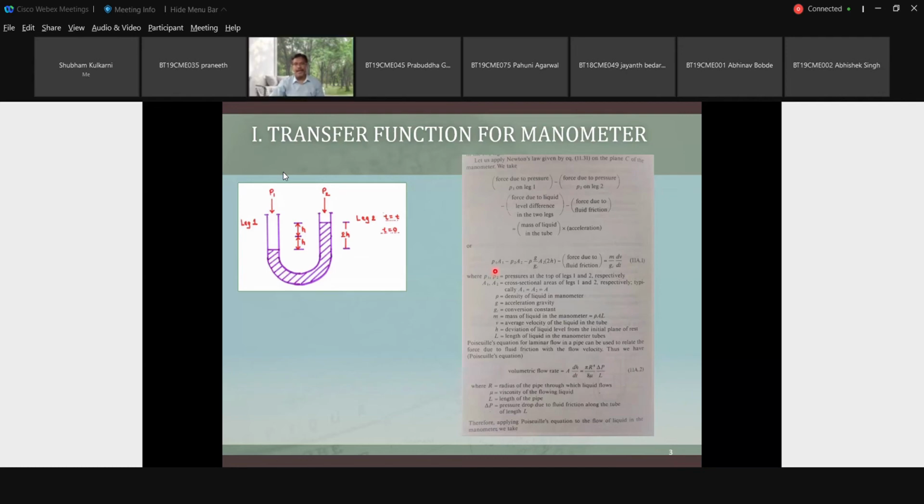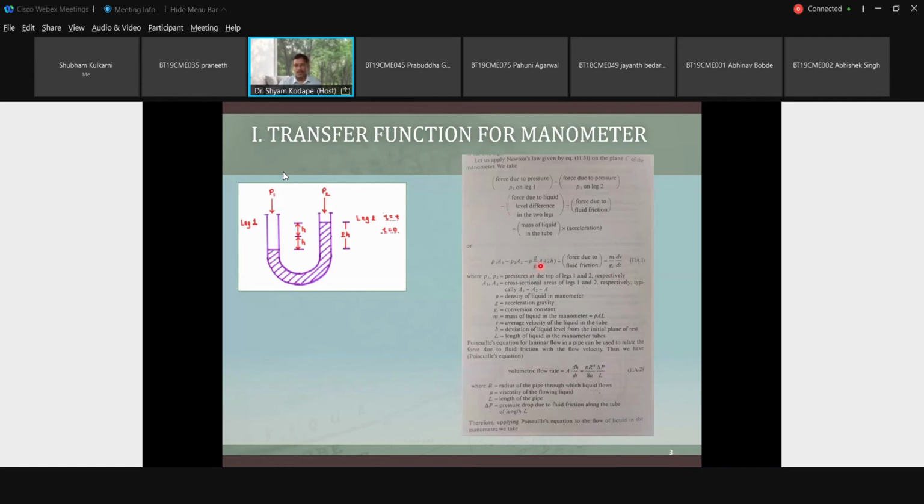So P1 is acting on A1. A1 is the cross-sectional area of leg 1. See here, A1 and A2 are the cross-sectional areas of legs 1 and 2 respectively. Actually A1 is equal to A2 is equal to A, because it is a uniform cross-sectional area. Okay, we will see later. Next is the force due to P2. It will again be P2 into A2, minus rho g over gc.